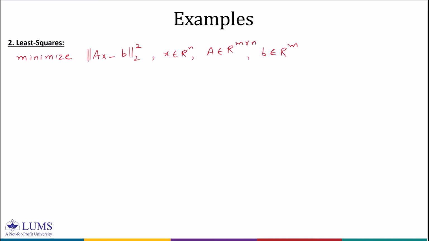because we can always write this Ax minus b Euclidean norm squared as Ax minus b transpose into Ax minus b, which can also be written as x transpose A transpose A into x minus 2 b transpose A into x plus b transpose b. And if we look at this, since A transpose A is positive semi-definite, this is a convex quadratic, and therefore this minimization problem is a QP.